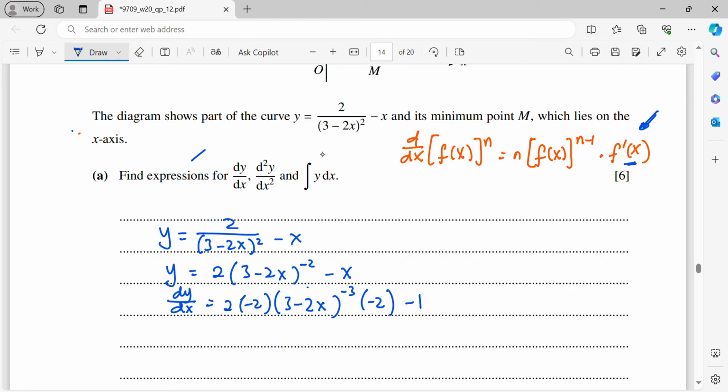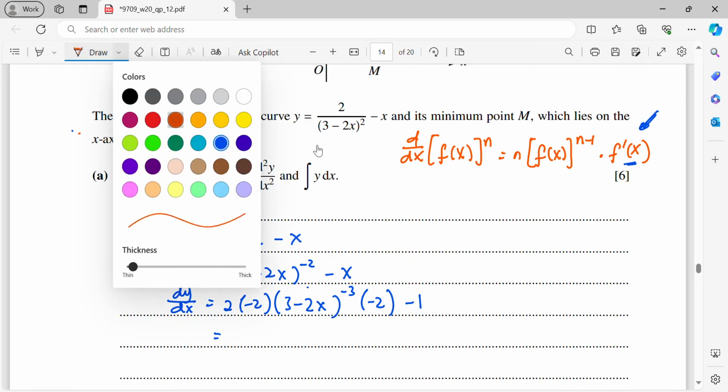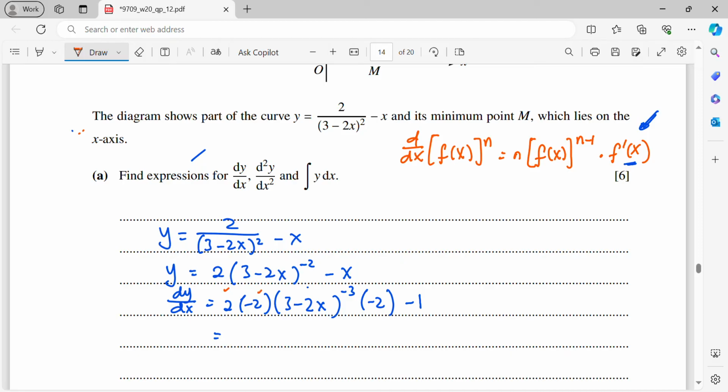And now I simplify. So when you simplify, 2 times minus 2 is minus 4. Minus 4 times minus 2, positive 8. So I will write this as 8 times (3 minus 2x) to the power of negative 3, followed by minus 1. This is my dy/dx. So the first expression is done.